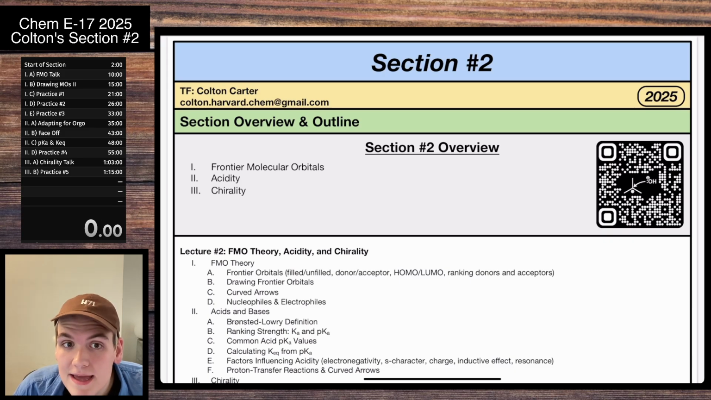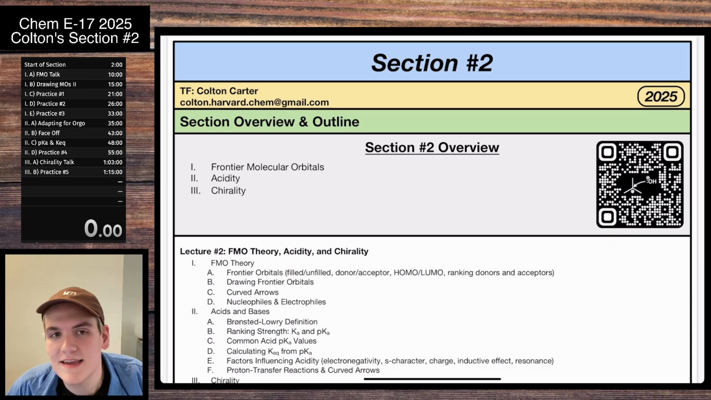We're going to start off with frontier molecular orbitals and some MO theory, building off of what we did in the first lecture and section. Then our second big topic is acidity. And finally, we'll start to get into some of the 3D aspects of molecules with chirality.